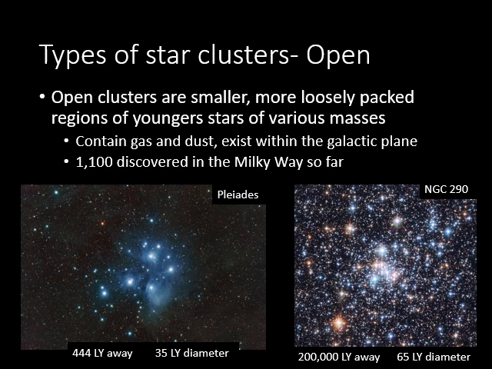When we looked at globular clusters, we literally just saw stars. When we look at open clusters, we often see some nebulous material around the stars. Not always, but that's often the case. Open clusters generally exist within the plane of the Milky Way galaxy, so they tend to be within the spiral arms. And so far, we've discovered about 1,100 of them throughout the Milky Way galaxy.